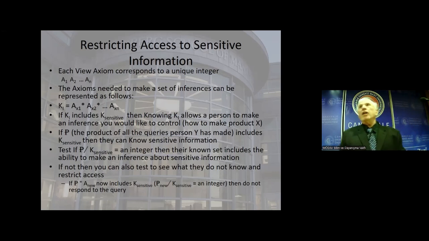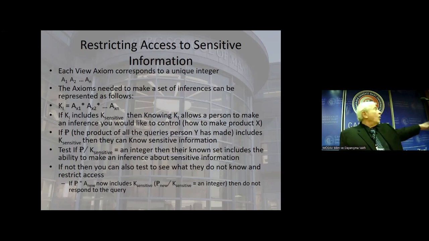Integers are really nice because when you multiply them, you get another integer. And if I do certain kinds of division, I may not end up with an integer, which is what I'm going to do right now. So first of all, K_I is the knowledge, whatever I can make from that inference. Now I can define sensitive information as the product of certain kinds of axioms. If I know this and this, then I can make an inference about something that's sensitive. So if the set K_I includes K_sensitive, that is, if the integer value of everything that I know includes K_sensitive, then I can make an inference about something that I shouldn't be able to make an inference about.